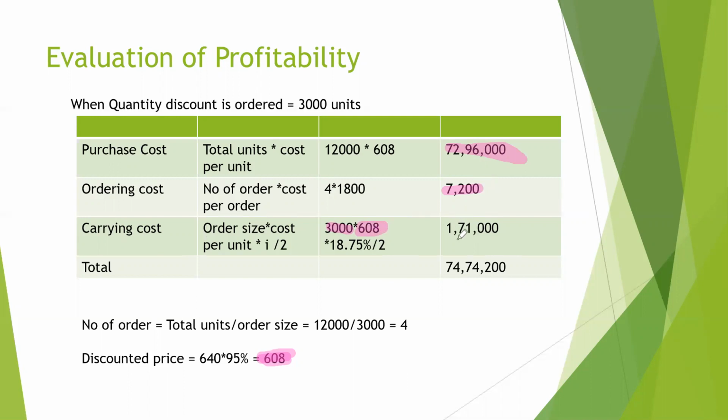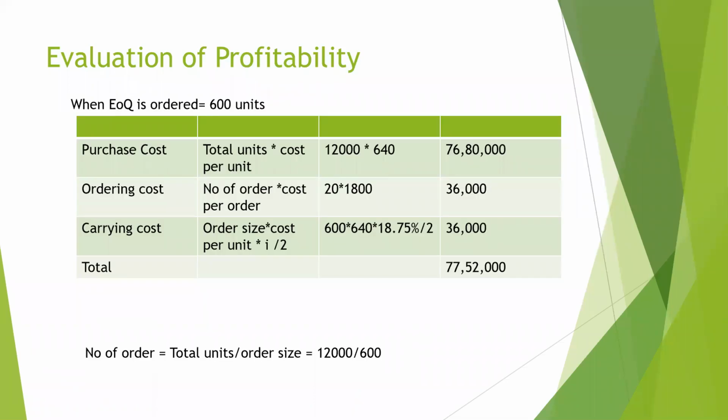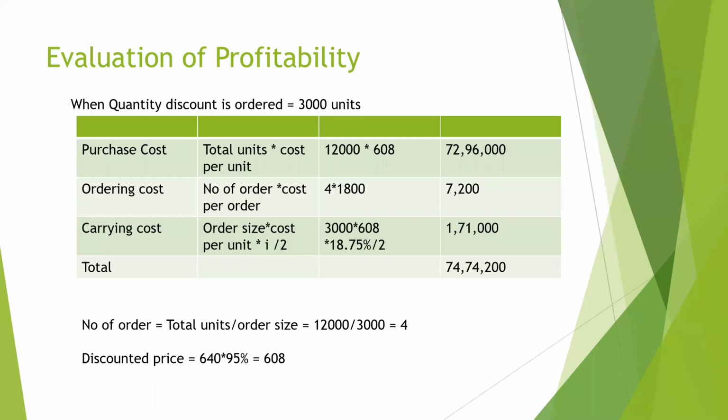giving us 1,71,000 rupees. If we look at the answer, if we order the discounted quantity, the ordering cost has reduced, but the carrying cost has increased substantially. The carrying cost was only 36,000 when EOQ was being ordered, but now the carrying cost is 1,71,000.